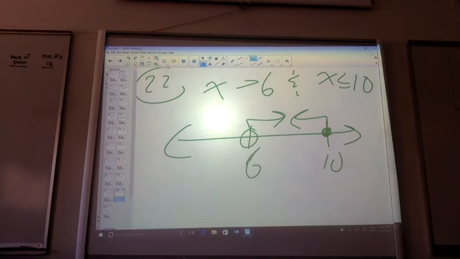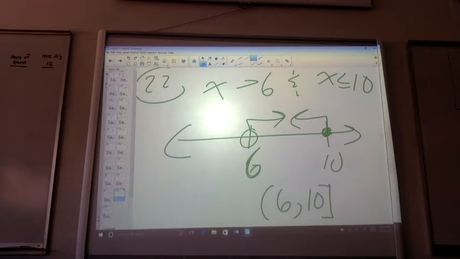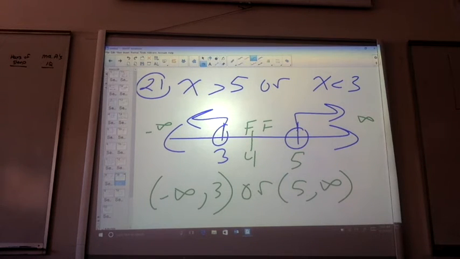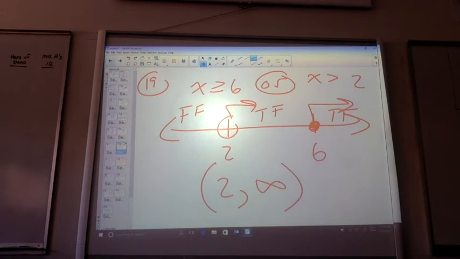So if I put it in interval notation, it goes between 6 and 10. That's it. That's a traditional one. I didn't have to go and test it. Why? Because it looked like a normal and problem. Why did I not have to check the or on the last problem? Because it looked like a traditional or problem. Why did I have to check this one? Because it was an and problem and it graphed like an or problem. Why did I have to check this one? Because it was an or statement that both went the same way.